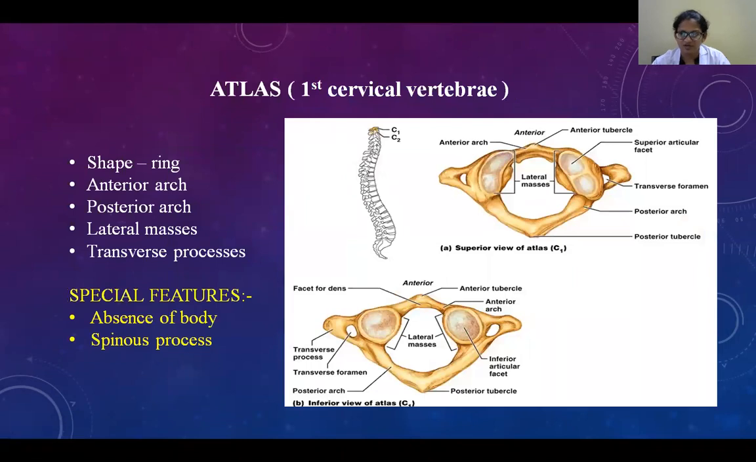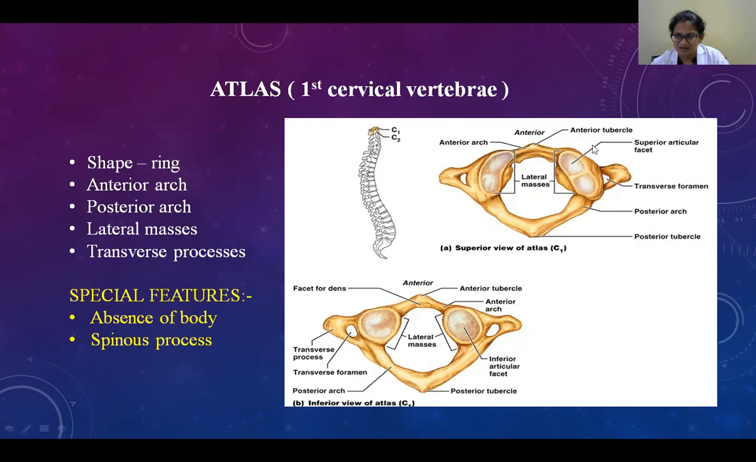First, we are going to discuss in depth the first cervical vertebra. It is also called the atlas. This is the atlas bone. Coming to the shape, what is the shape of the bone? It is nearly ring shaped. These are ring-shaped vertebrae. Okay.